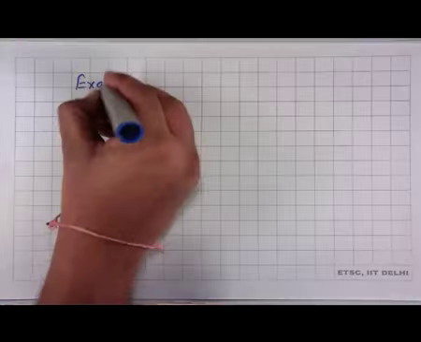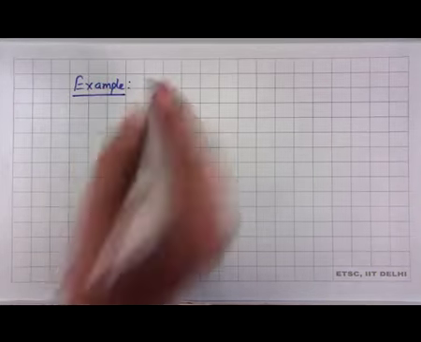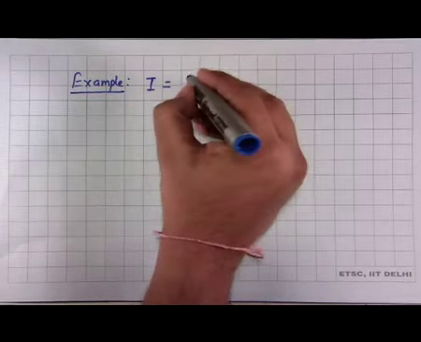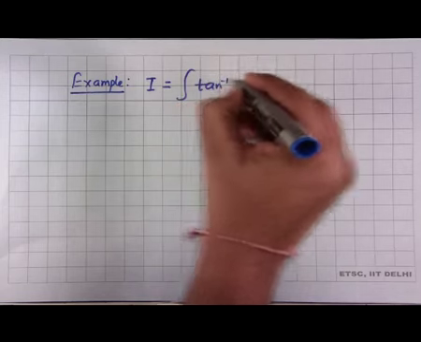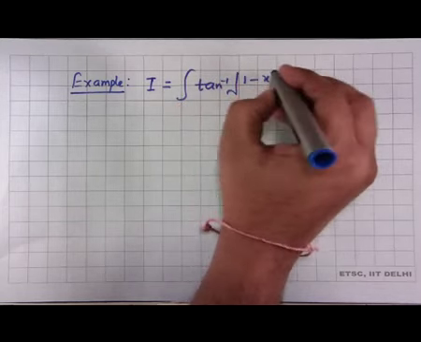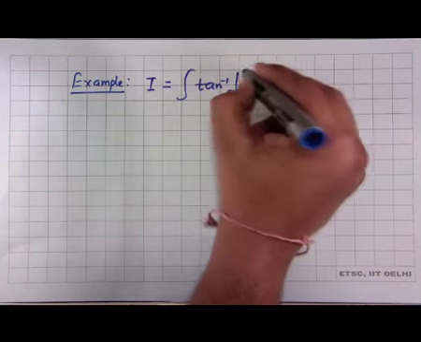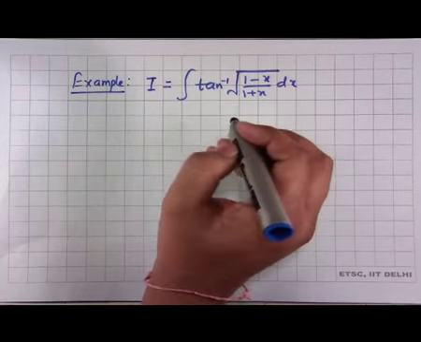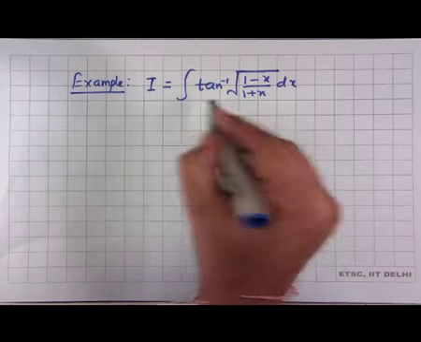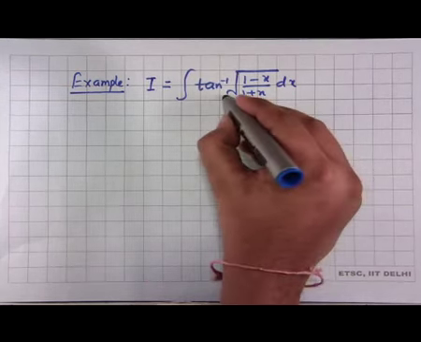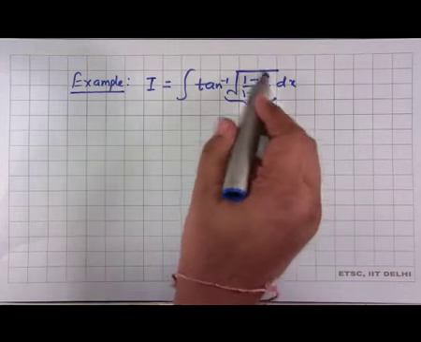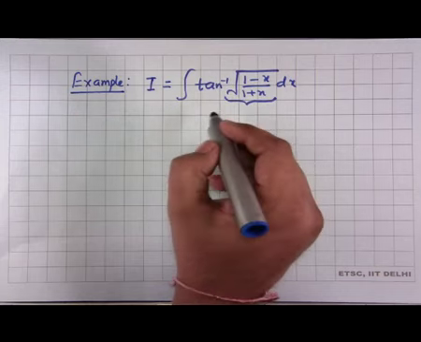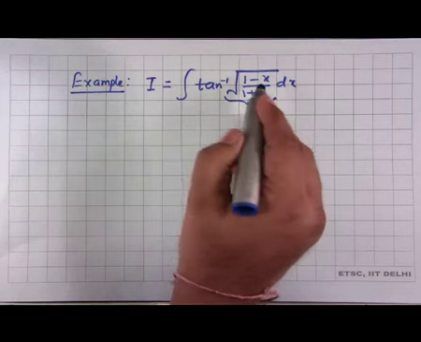Let us choose the following example. I is equal to integration of tan inverse of root of 1 minus x over 1 plus x dx. To solve this example, we will proceed as we have in the previous case. The only thing we have to keep in mind is that we should make the substitution of x in such a way that this entire term converts into a tan function, so that tan inverse with that tan function gets cancelled.